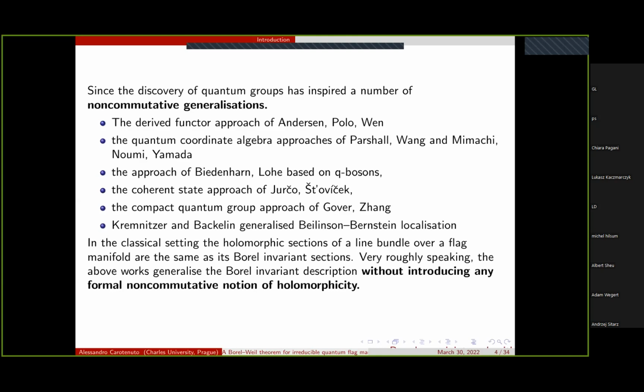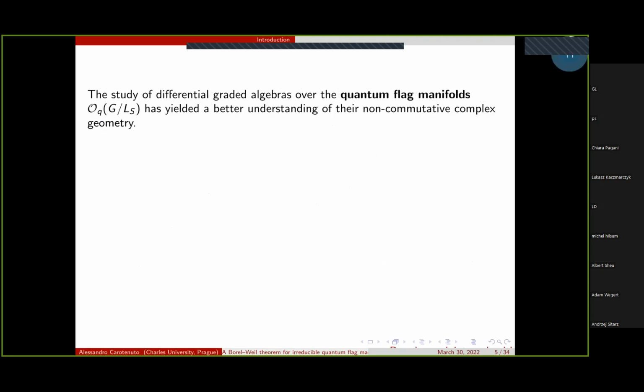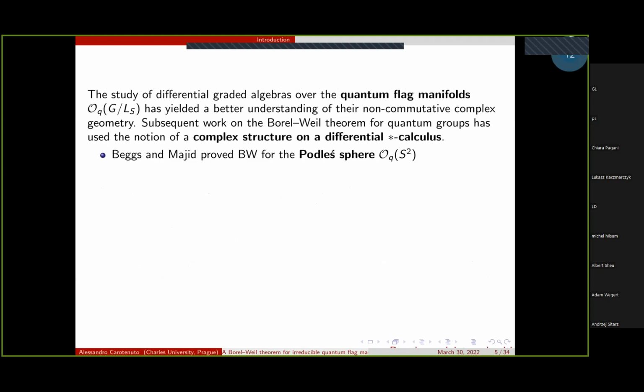And so far, there was no proof in a non-commutative differential framework, because there was no notion of the rank of what was a holomorphic non-commutative manifold at the time. However, the study of differential graded algebras over the quantum flag manifolds has led to a better understanding of their non-commutative geometry.